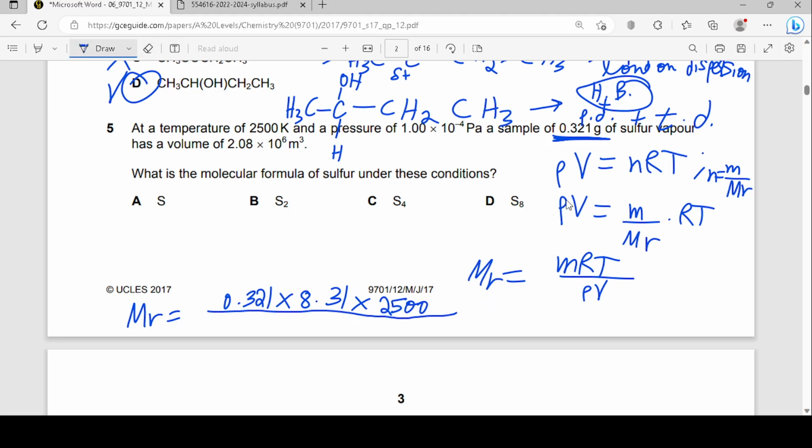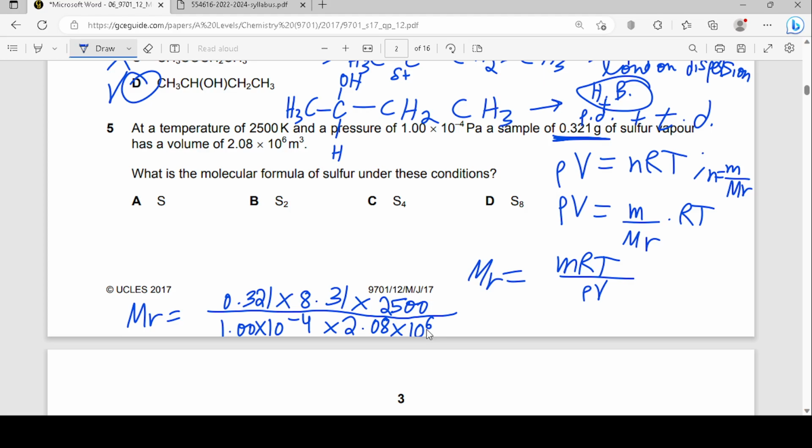And the pressure is 1.00 times 10 to the power of negative 4 pascals. Then the volume is 2.08 times 10 to the power of 6 cubic meters. It's already in meters cubed, so I don't need to convert it, because it should be in meters cubed for this equation. Now just do this calculation on your calculators.